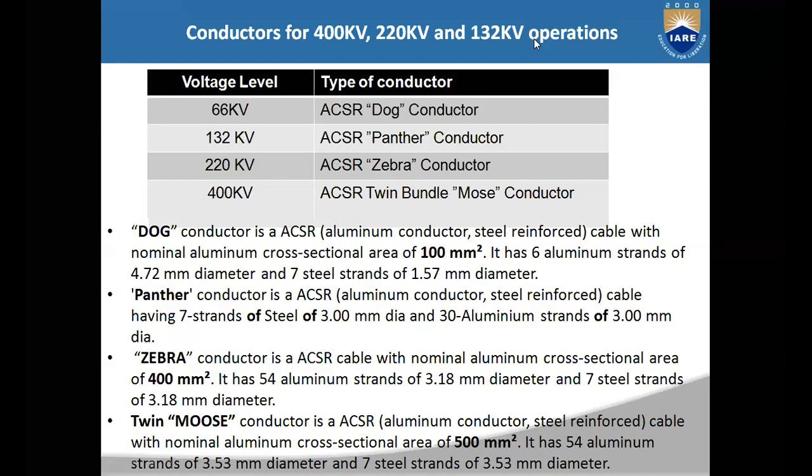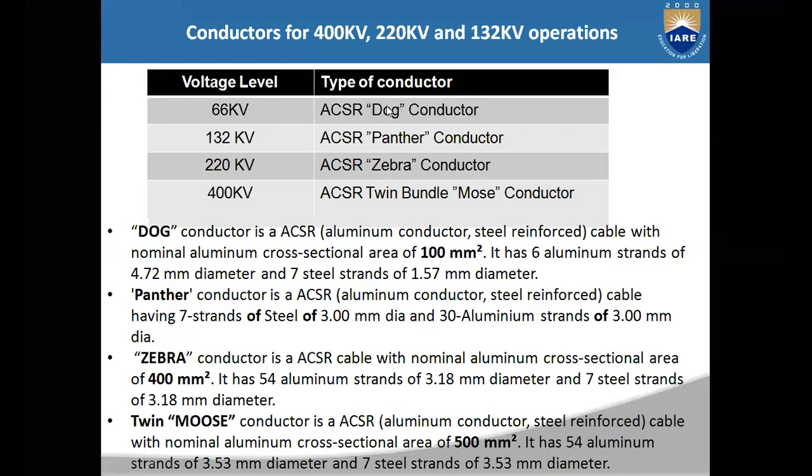Suppose your voltage level is 66 kV, then in such a case you have to use ACSR conductors. That ACSR conductor is also a stranded conductor, and sometimes you may also use bundled conductors, depending upon the voltage level. Generally we prefer ACSR conductors at 66 kilovolts. At any voltage here you are using ACSR conductors. So if it is 66 kV, then you have to use the dog type ACSR conductor.